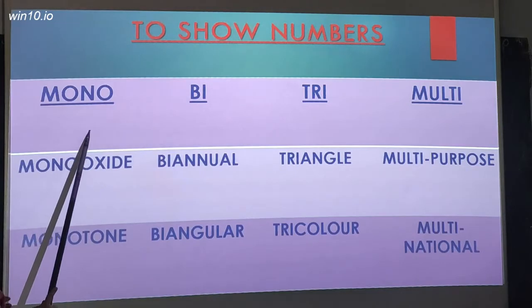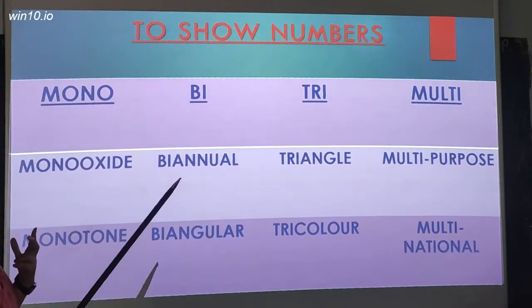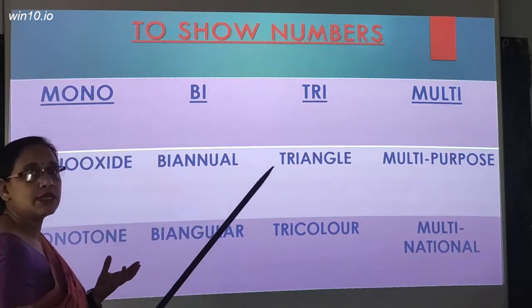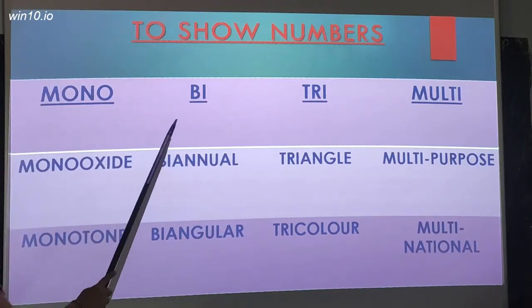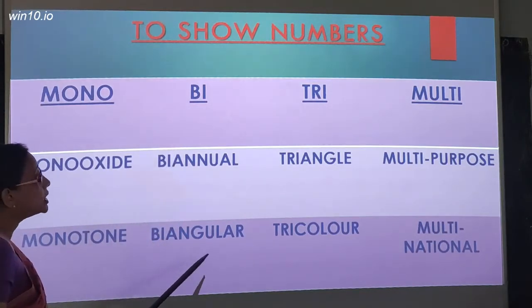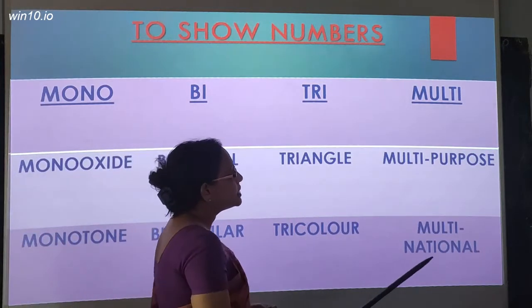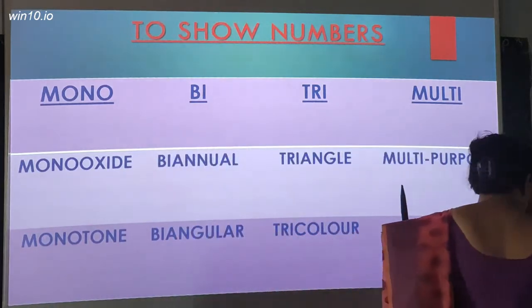So they are mono, bi, tri, and multi. Mono means single, solo. Bi means two, tri means three, and multi means many. Mono, monoxide, monotone. Bi, biannual, biangular. Tri, triangle, tricolor. Multi, multipurpose, multinational. So these are some more prefixes we have.